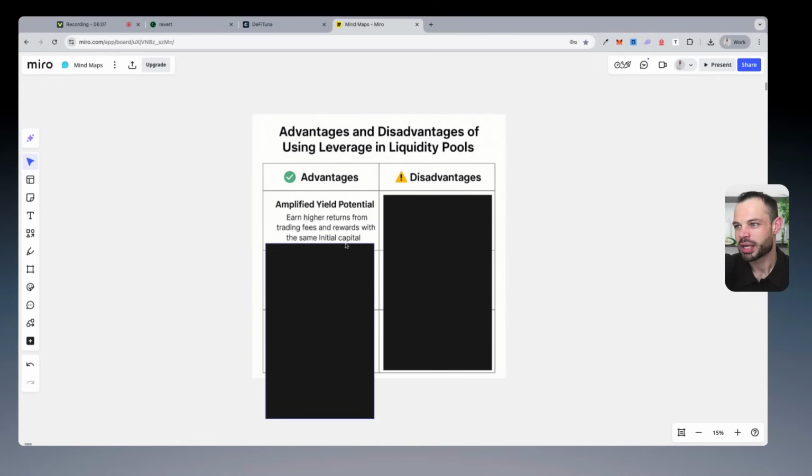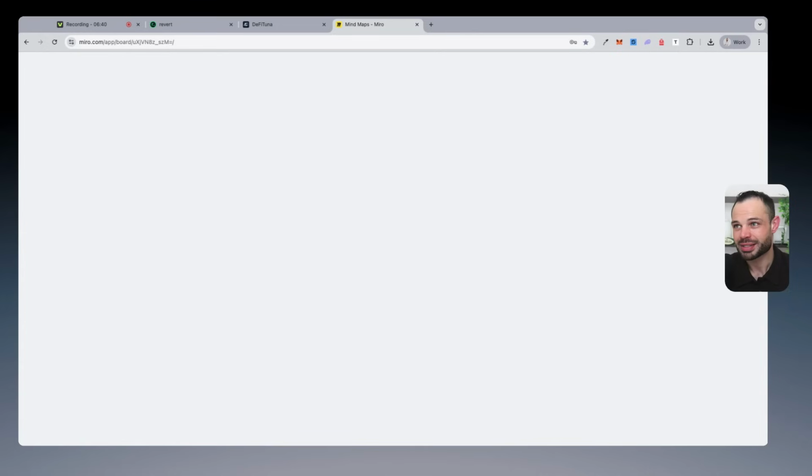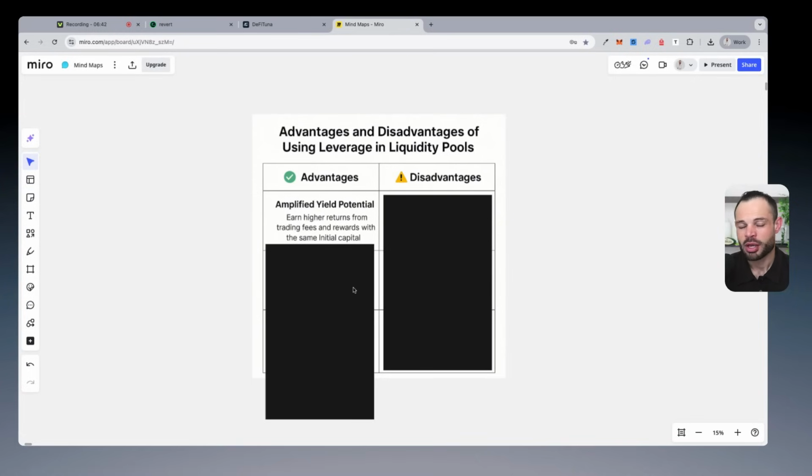So advantage number one, again, amplified yield potential. It's a kind of obvious one here, but if you look over here and we're using 2x leverage, instead of having just $10,000 worth of exposure in the pool, you're getting $20,000 worth of exposure, thereby amplifying your yield potential, essentially almost doing 2x the amount of yield if you're using 2x leverage. But there are some fees that you have to account for in terms of interest and very small protocol fees when you're using the likes of DeFi Tuna and Revert. Okay, but amplified yield potential is the most obvious and the biggest advantage, in my opinion, when using leverage.